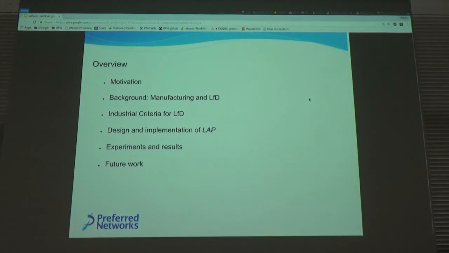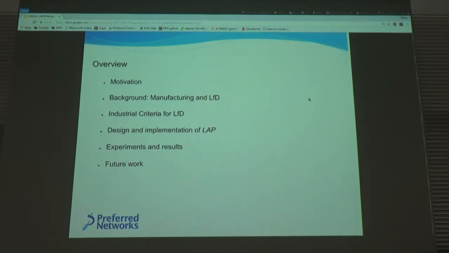Right. So first, an overview. I would first like to talk about the motivation of this topic. So why learning from demonstration, and how is it important for industry or manufacturing in particular. In order to understand that, I'll have to go a bit into the background of manufacturing and what kind of role learning from demonstration can play in this. Then I would like to talk about some industrial criteria which these algorithms need to conform to in order to be useful in industry.